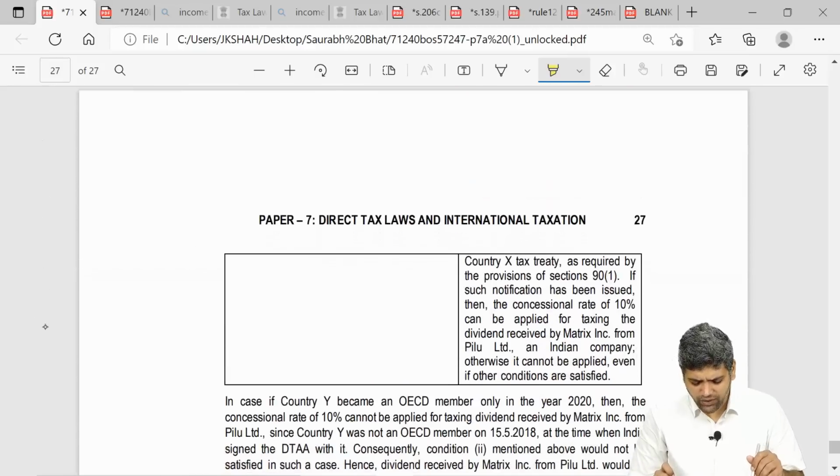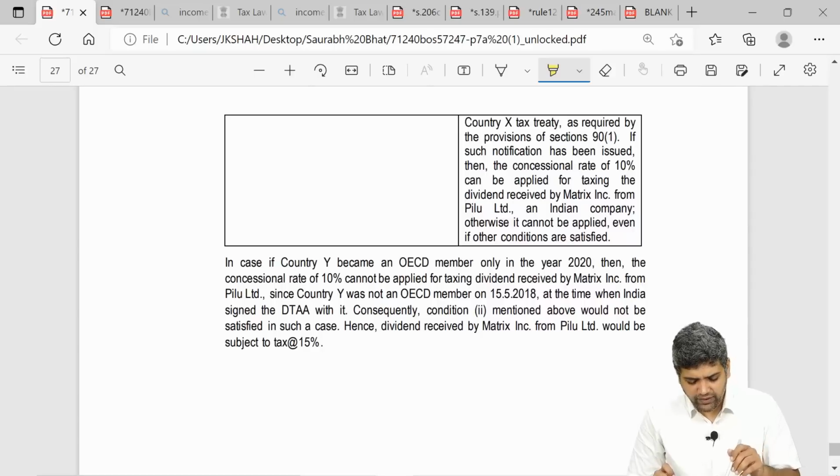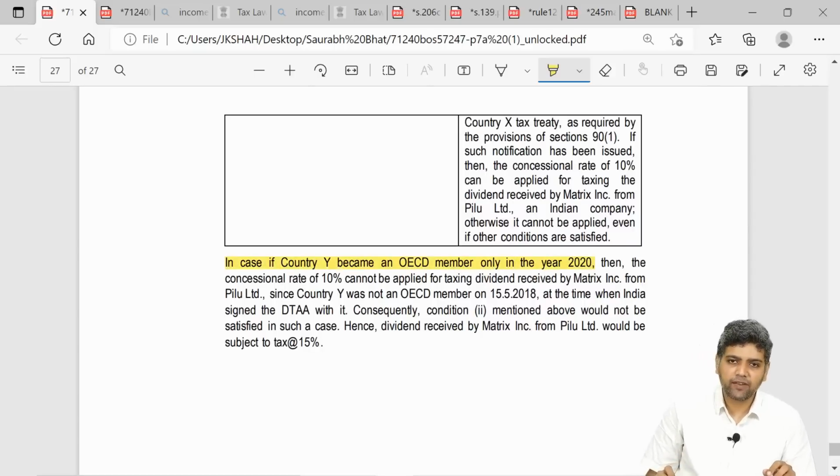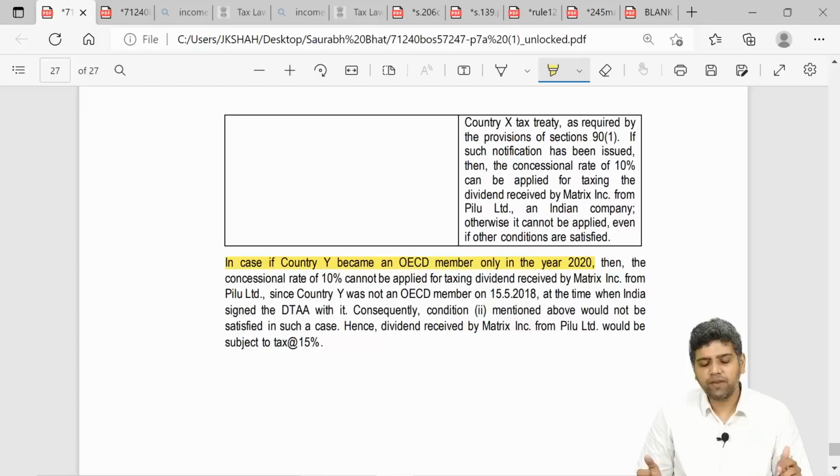They have given us an alternate question wherein they say that if you have become OECD member, country Y has become OECD member in 2020, then definitely MFN clause cannot be applied, because at the time when the treaty is signed with the other country, that particular country was not a member of OECD. So the condition would be violated. So these two conditions, please do remember.